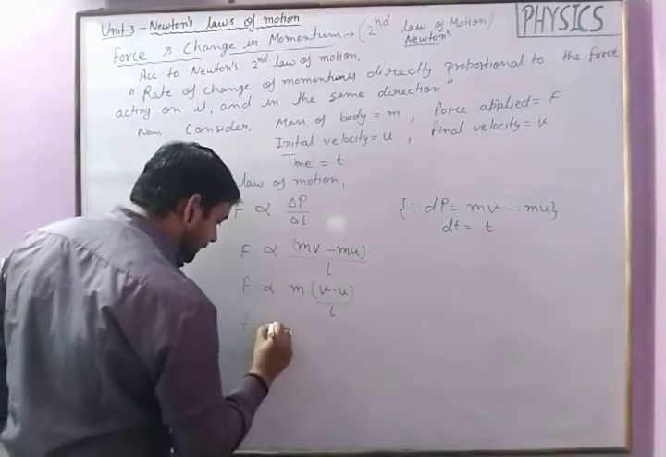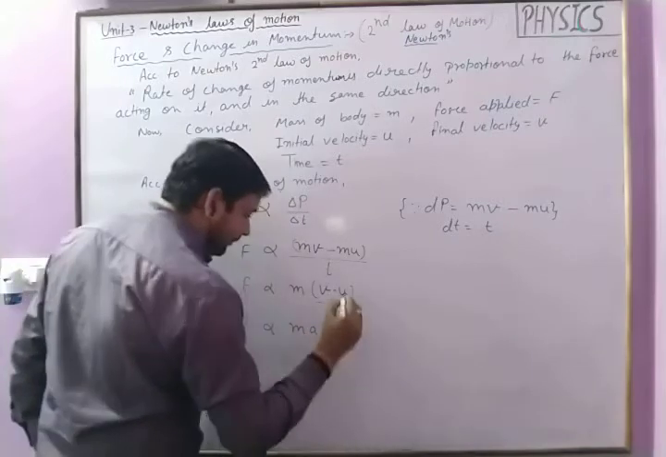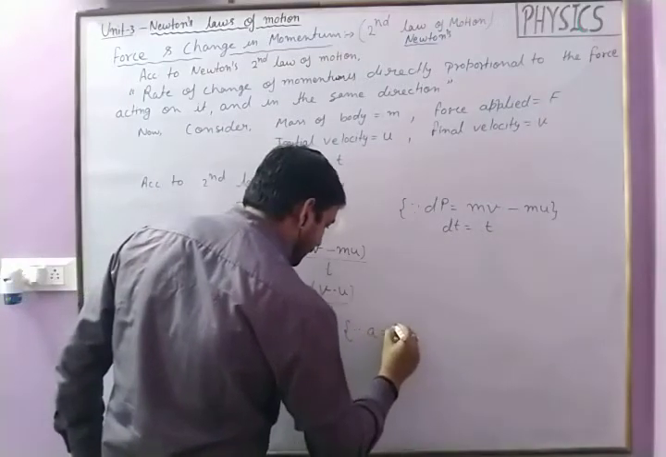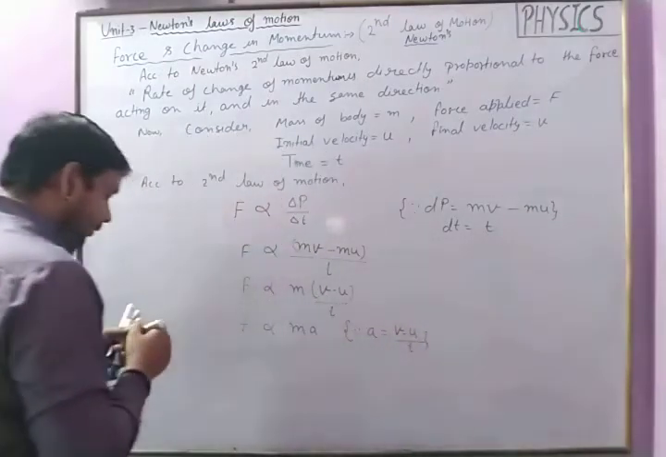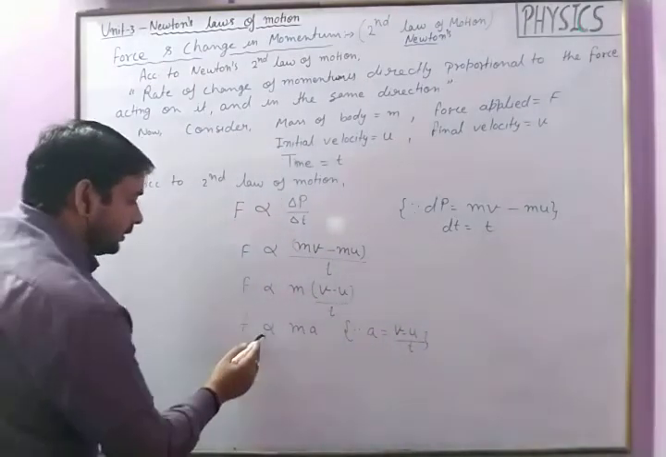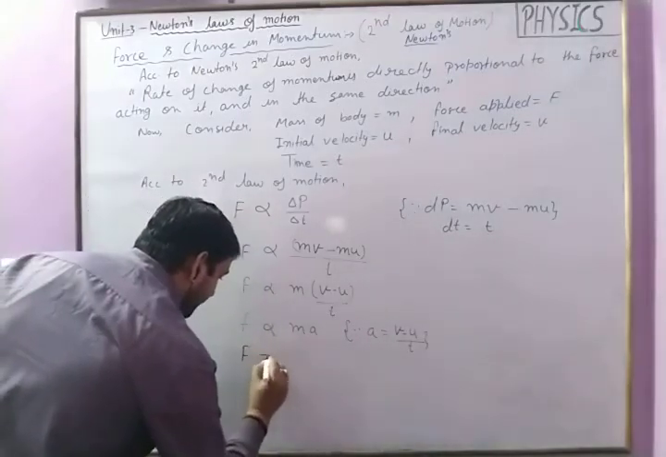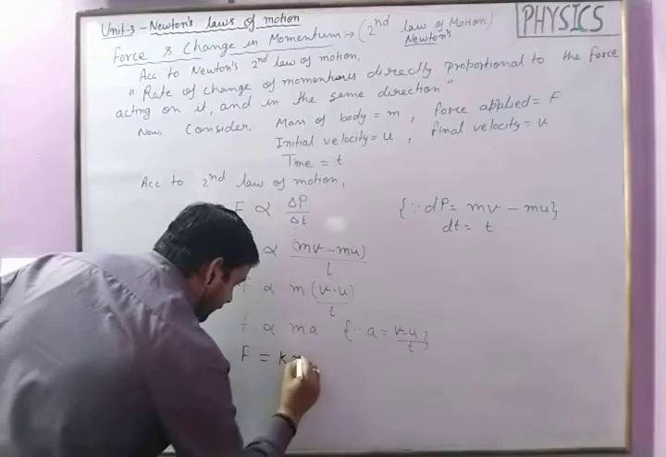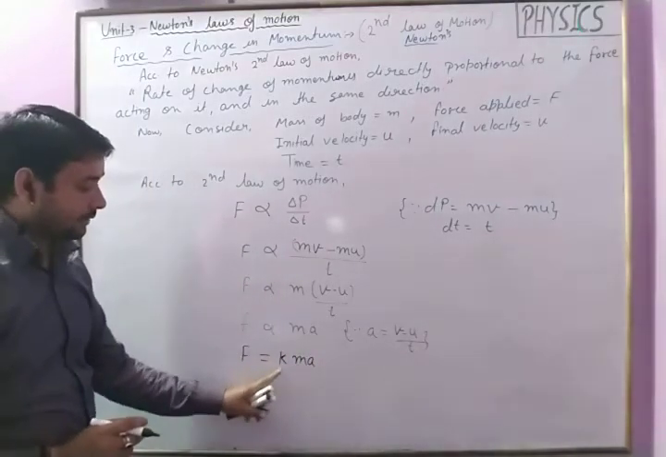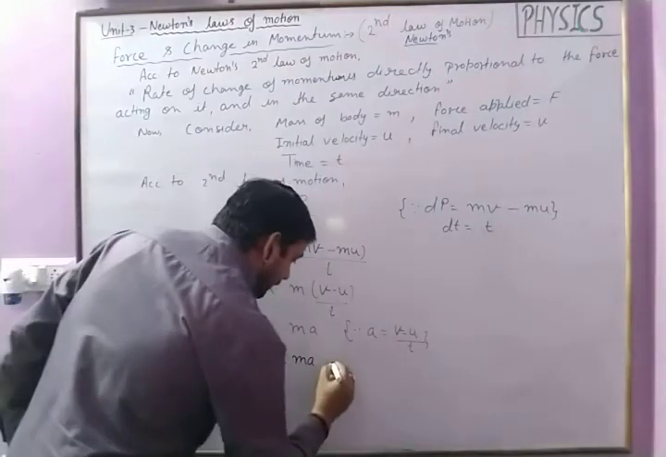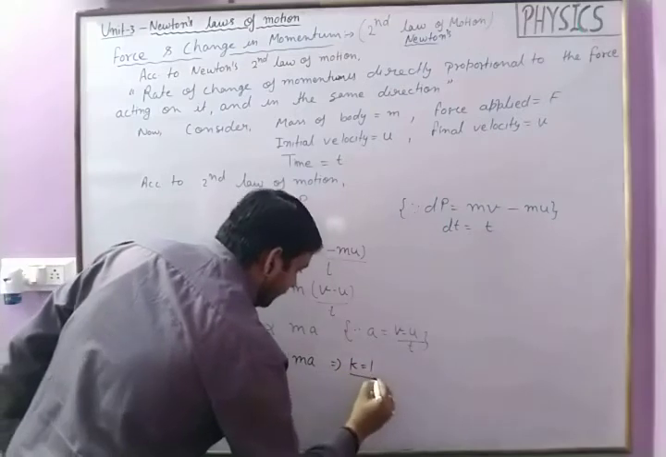Therefore F is proportional to ma, where a is equal to (v minus u) upon t. Now after removing the proportional sign, we get F is equal to k ma. For removing this k, here the value of k is 1.